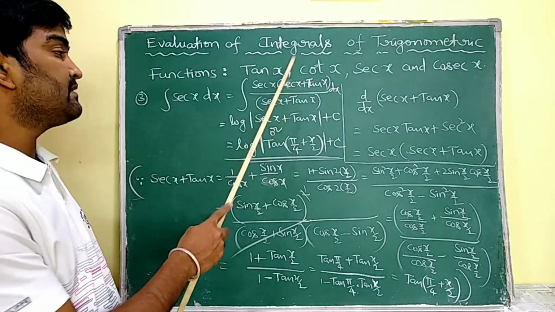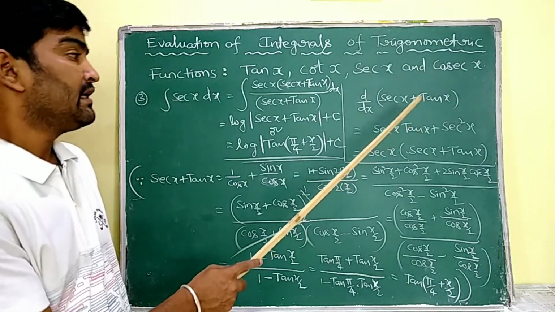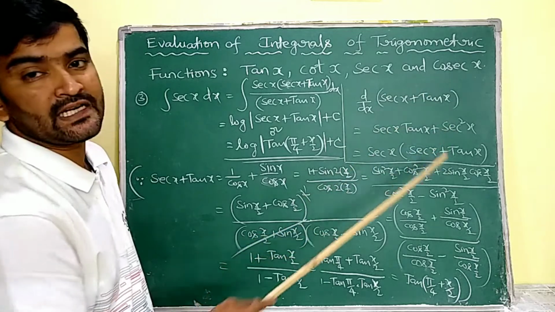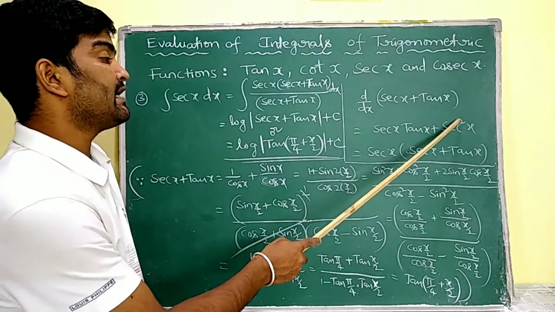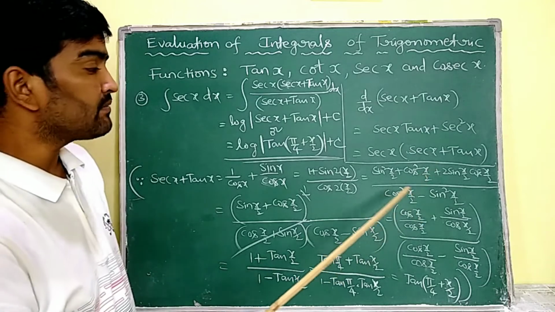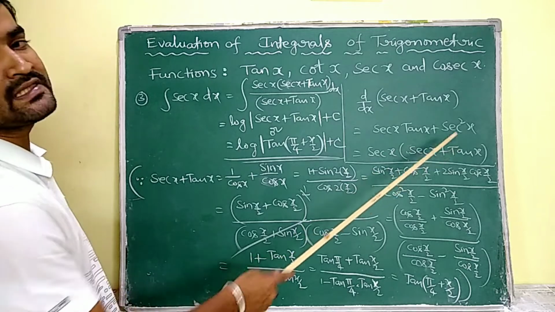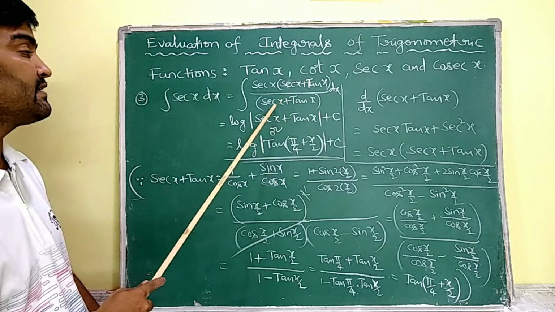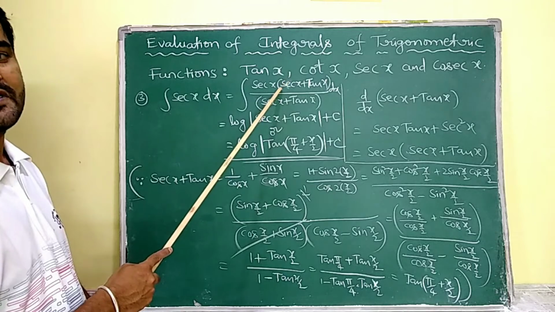Why I am arranging this way means, once the derivative of secant x plus tan x has to be calculated. Derivative of secant x we know is secant x tan x, and derivative of tan x we know is secant square x. Now from these two terms take out secant x as common. Then secant x is left, that is going to be written here, plus tan x. That means the derivative of secant x plus tan x is nothing but secant x into secant x plus tan x. That is why here I multiplied with secant x plus tan x and divided with the same secant x plus tan x. So its derivative is adjusted in the numerator.